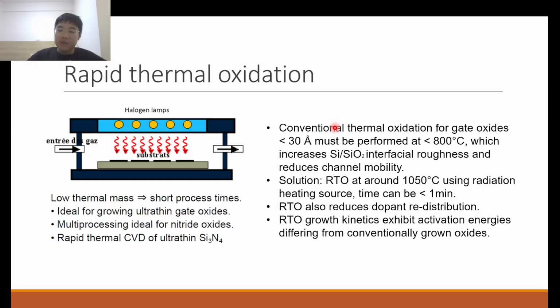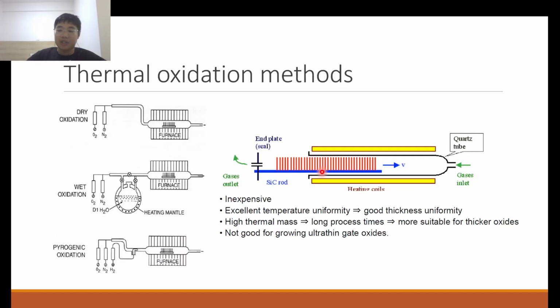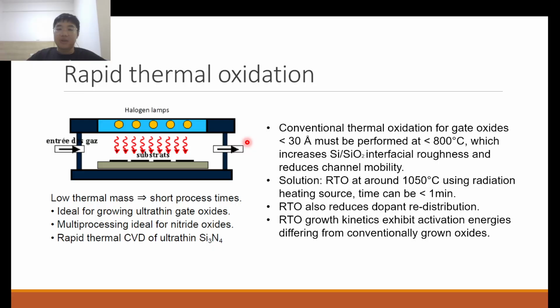So if you were to use the conventional kind of thermal oxidation for gate oxides, right, to achieve less than 30 angstroms, because you cannot heat very fast, we need to perform this oxidation at a lower temperature because we want to grow a thin gate oxide more slowly. However, that also has its own problems because at the lower temperature, the oxidation process is less complete. So it increases basically interfacial roughness at the silicon and oxide interface, and that will reduce the channel mobility.